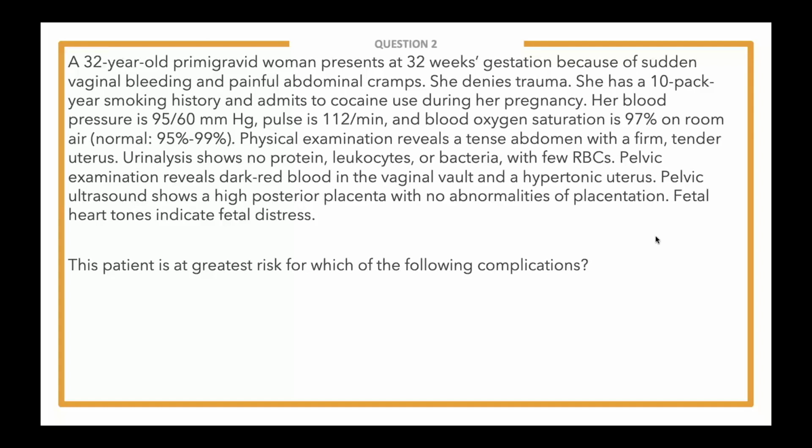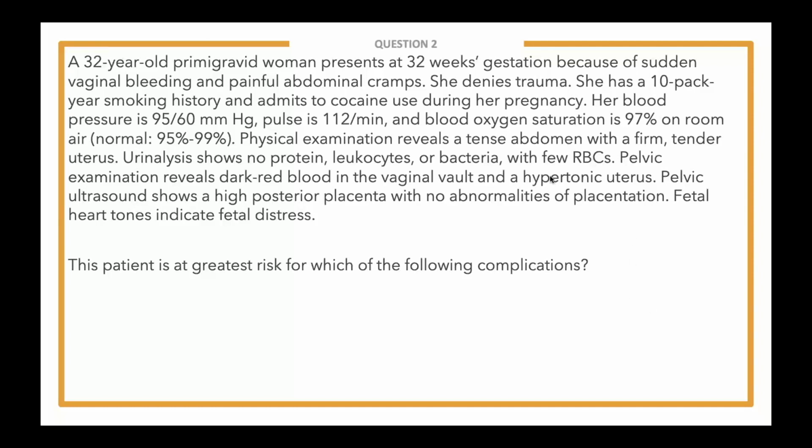Physical examination reveals a tense abdomen with a firm, tender uterus. Urinalysis shows no protein, leukocytes, or bacteria with few RBCs. Pelvic examination reveals dark red blood in the vaginal vault and a hypertonic uterus. Pelvic ultrasound shows a high posterior placenta with no abnormalities of placentation. Fetal heart tones indicate fetal distress. This patient is at greatest risk for which of the following complications?